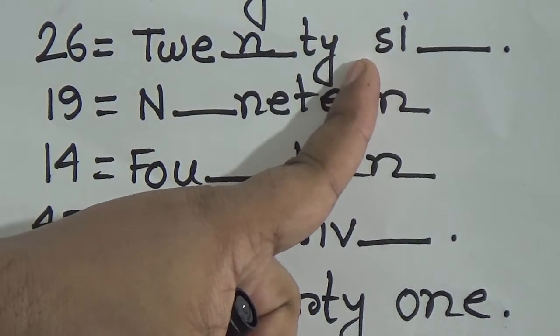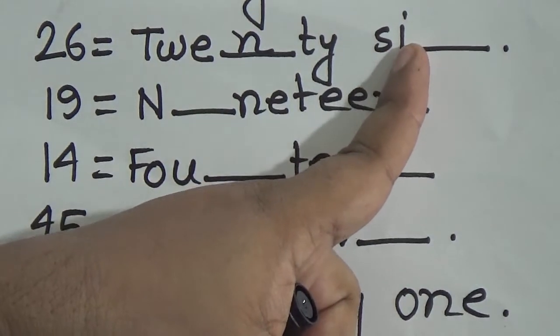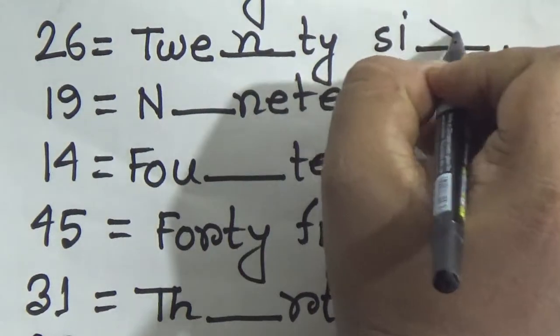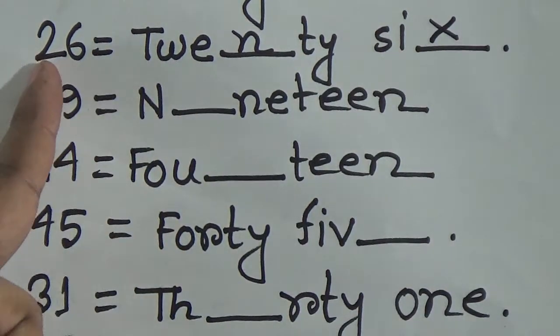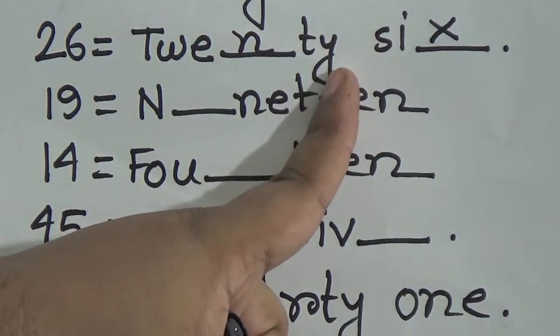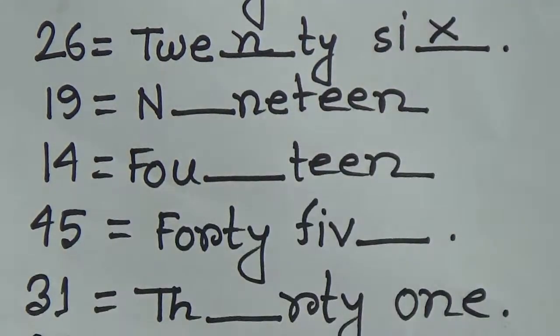And what is the spelling of 6? S-I-X. So here X is absent. So we write here X in the gap. So the spelling of 26 is T-W-E-N-T-Y, 26, S-I-X. Our next one is 19.